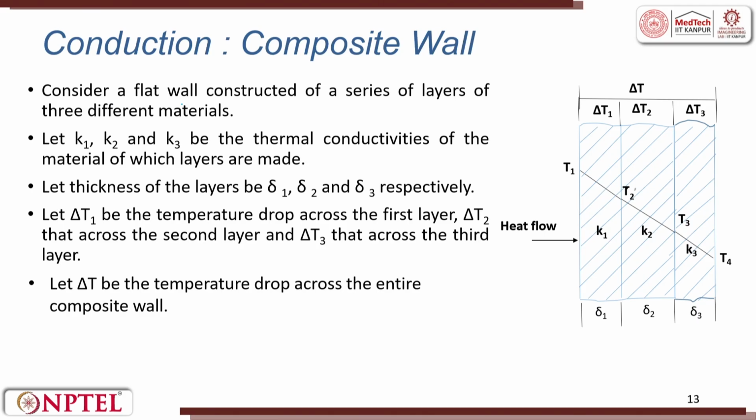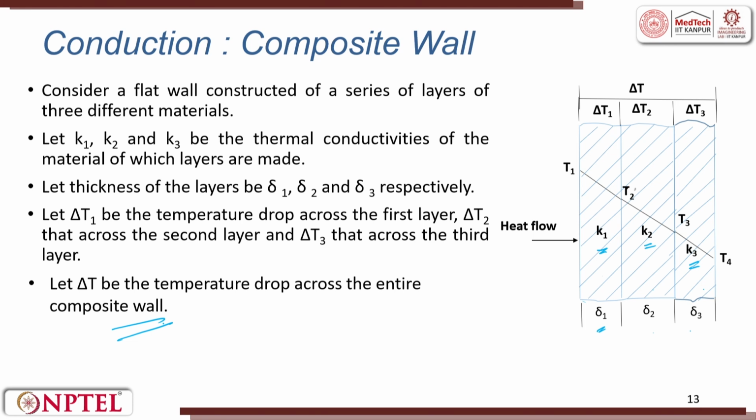Consider a flat wall constructed of a series of layers of 3 different materials A, B and C. K1, K2, K3 are the thermal conductivities of the materials of which the layers are made. The thicknesses are delta 1, delta 2 and delta 3 respectively. Let delta T1 be the temperature drop across the first layer, delta T2 across the second layer and delta T3 across the third layer. Let delta T be the temperature drop across the entire wall.